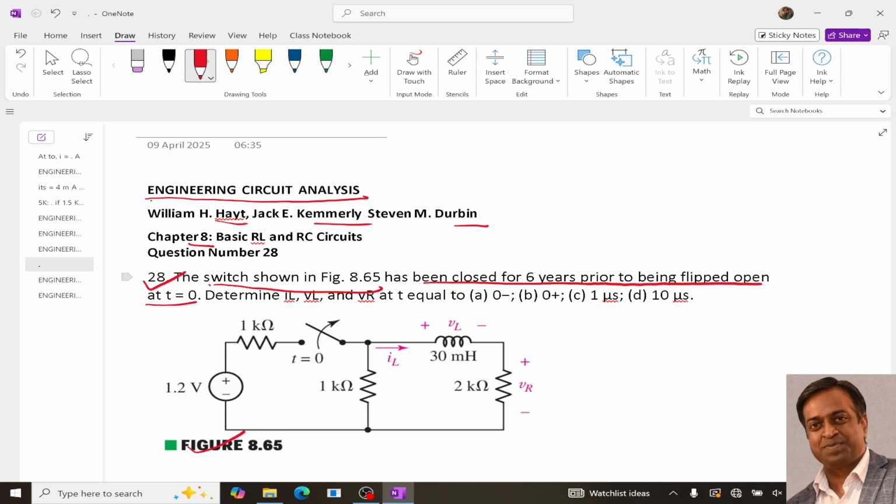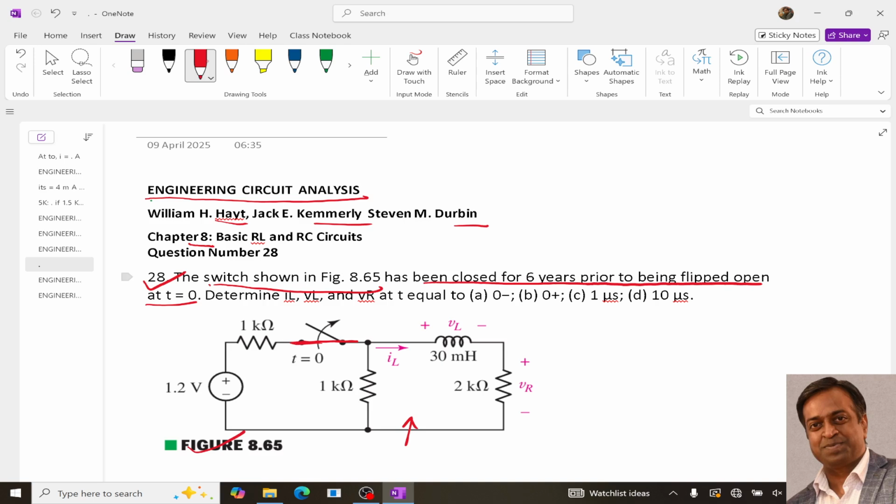So before changing this switch to the open state, this switch was in the closed state for the last 6 years. It means that all the currents and the voltages across different elements of the circuit must be constant. The currents and voltages within the circuit are not changing, right?